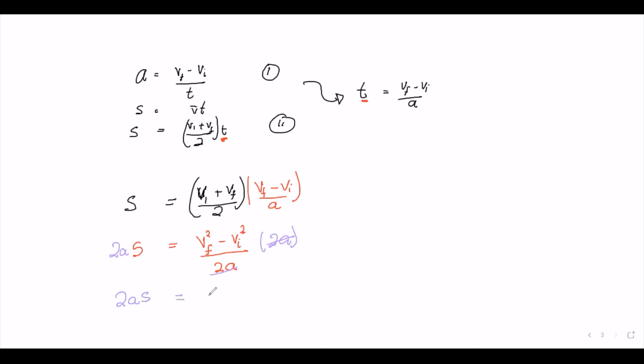And then if you transpose that, 2AS will equal to the final velocity squared minus the initial velocity squared. So if I transpose, the negative Vi squared becomes positive, I will have the square of the initial velocity plus 2AS, and that will result into my final V squared, and that you can call 3.